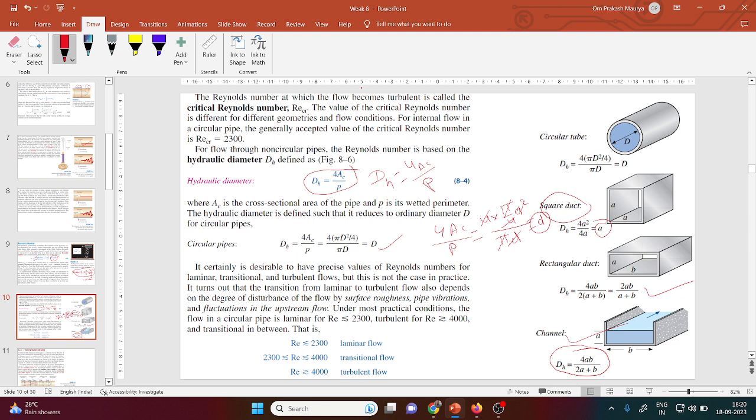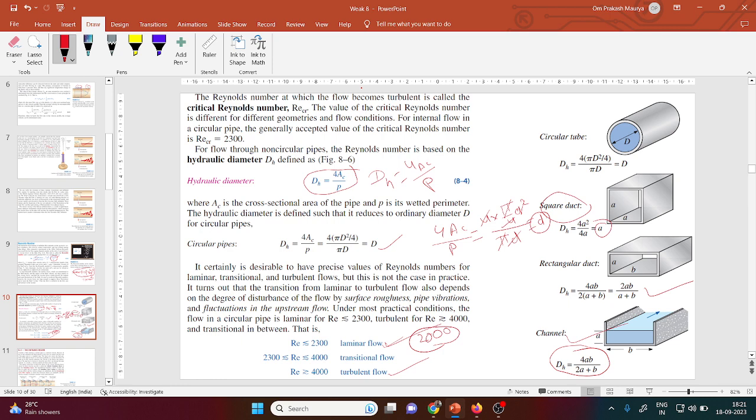So here the Reynolds number range is given. This is the experimental data. On the basis of experiments, it is defined as Reynolds number less than or equal to 2300. Somewhere I have seen 2000 is also given, so there is not much worry about it. If the Reynolds number is less than or equal to 2300, the laminar flow is there, in between is the transient, and if the Reynolds number is greater than 4000, it will be turbulent flow. So this is the very basic thing.